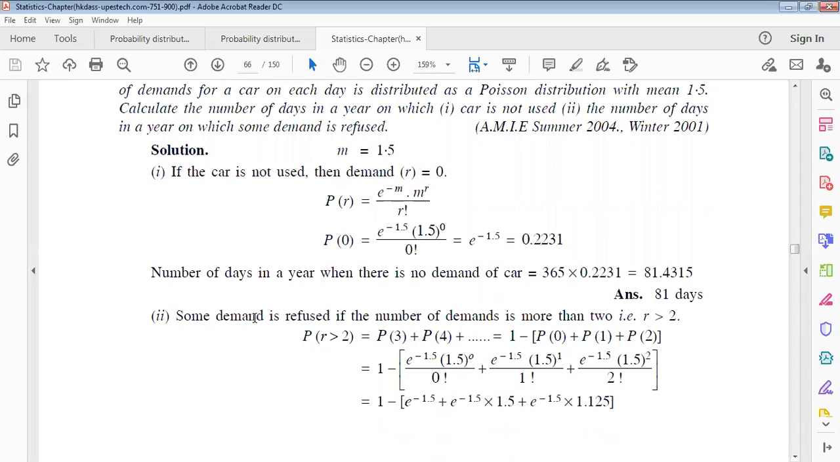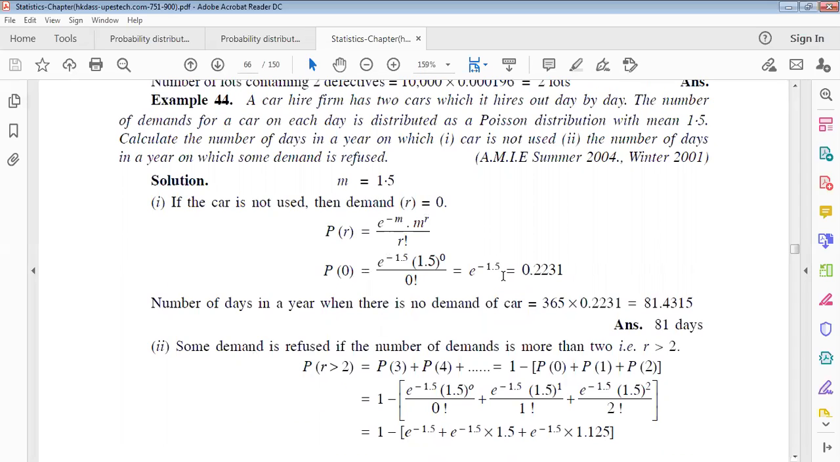Now the number of days in a year when there is no demand for a car. Actually, total days, how many in a year? 365 days. So if we multiply 365 with this probability, then the number of days with no demanded car will be 81.4315. But the number of days can never be a fraction, so we have to take it as a whole number. That means 81 days. Okay.